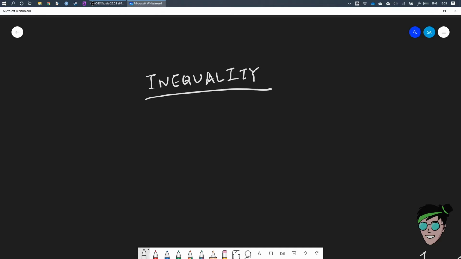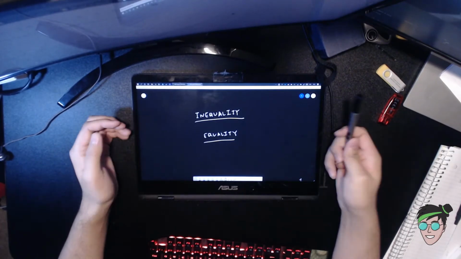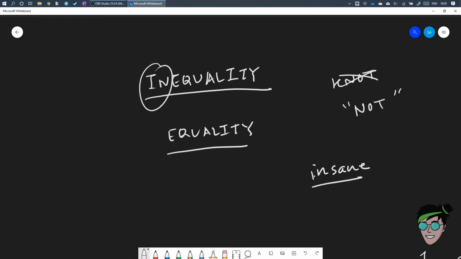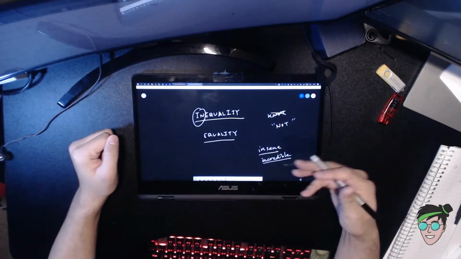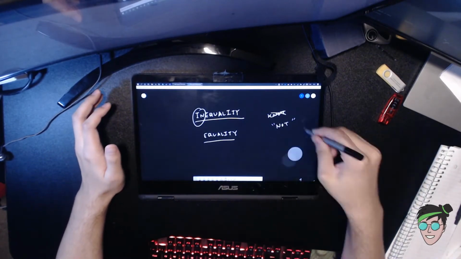What is inequality? Well, you know what equality is. It's when one thing is the same thing as the other. Here, the prefix "in" means "not". Kind of like insane, which means not sane, and incredible, which means not credible or believable. So inequality is all about not being equal.